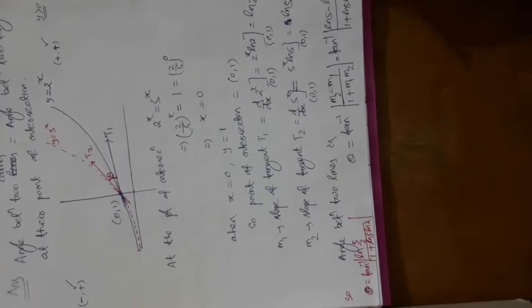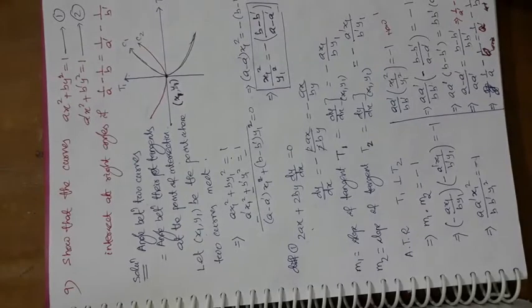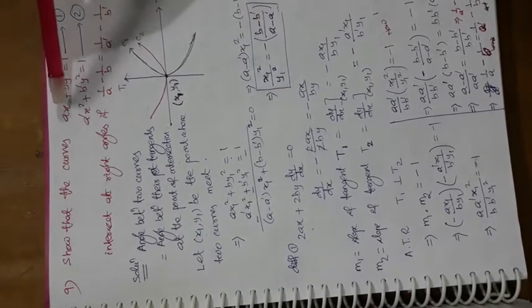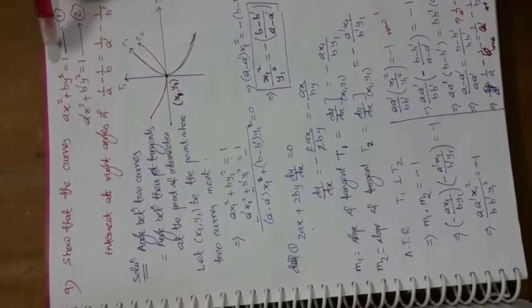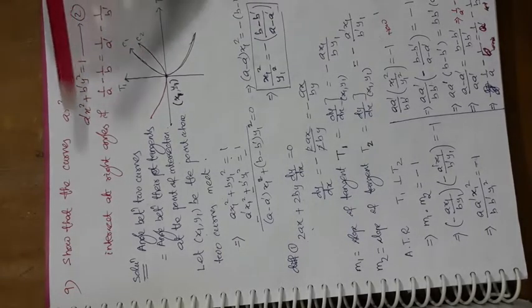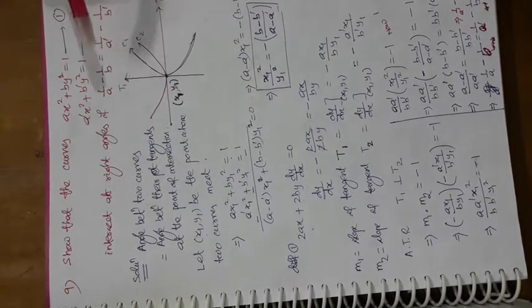Okay, now look at number 9. Here the question is to show that the curves ax^2 + by^2 = 1 and a'x^2 + b'y^2 = 1 intersect each other at right angle if 1/a - 1/b = 1/a' - 1/b'.